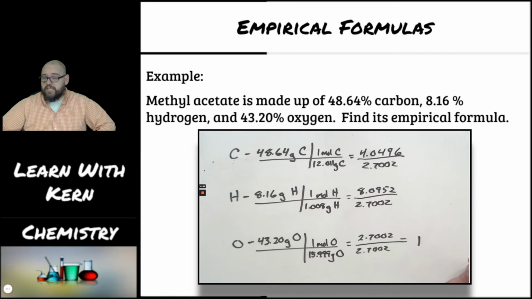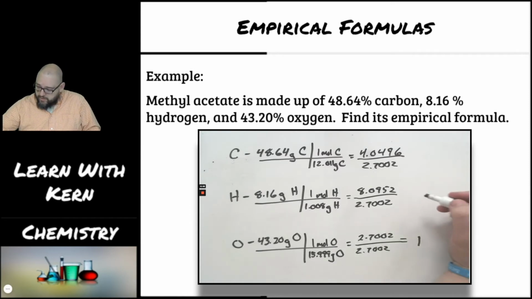That's the thing, you're always going to end up with 1 of some of them because we're looking for the ratio of the elements. That's the whole point: the empirical formula has the smallest ratio. So we're going to find the ratio, so that's why we divide by the smallest, because it will make one of them always be 1.